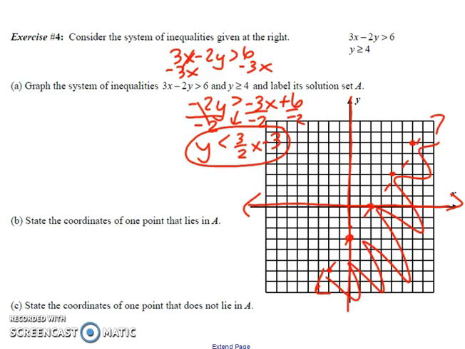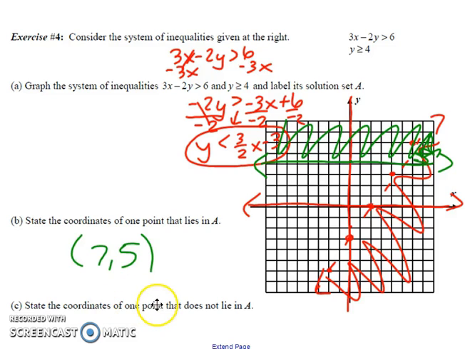Alright, now I need to shade y is greater than or equal to 4. So go to 4 on the y, draw a solid line, and shade above it. Okay? So what you'll notice is there's this tiny area up here, and that's my solution. A point that would lie in it would be 1, 2, 3, 4, 5, 6, 7, and 1, 2, 3, 4, 5. So we'll say (7, 5) lies in it.